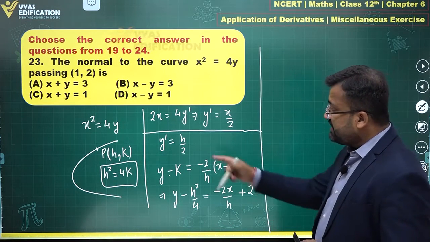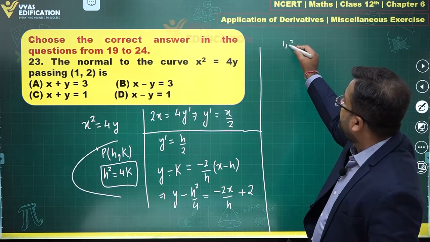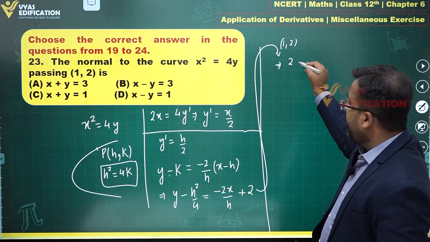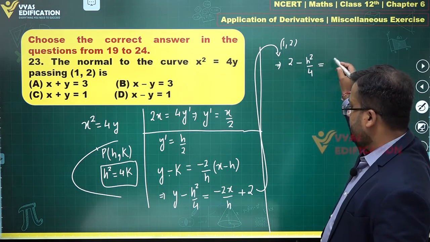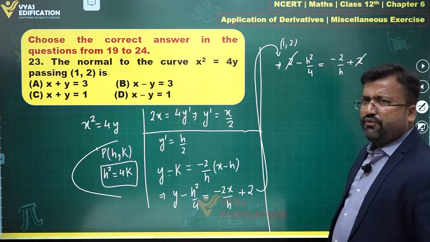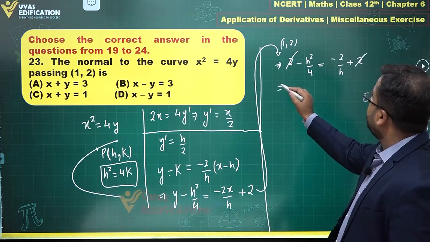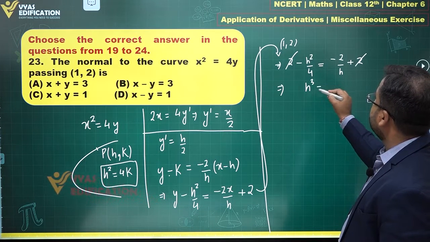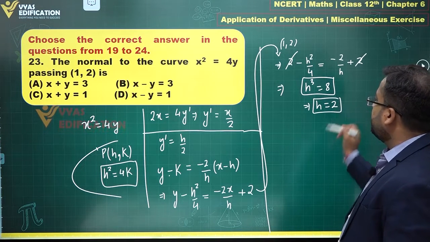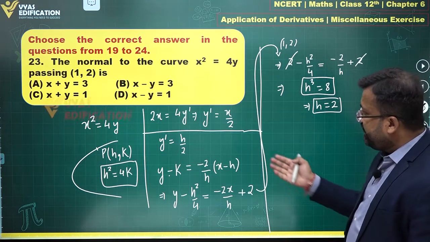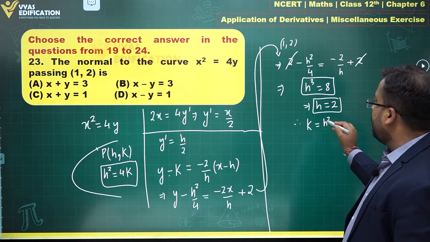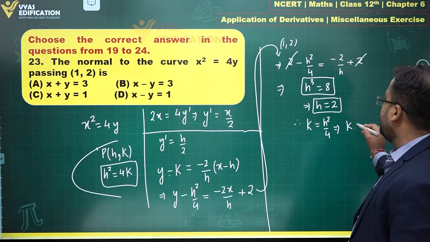If this normal passes through the point 1 comma 2, then what do you get? 2 minus h square upon 4 is equal to minus 2 upon h plus 2. And can you solve for the value of h? Yes. What do you get? This tells me h power 3 is equal to 8. And this further tells me h equals 2. Once you know that h equals 2, can you also find the value of k? Therefore, k is equal to h square upon 4, which tells me k equals 1.